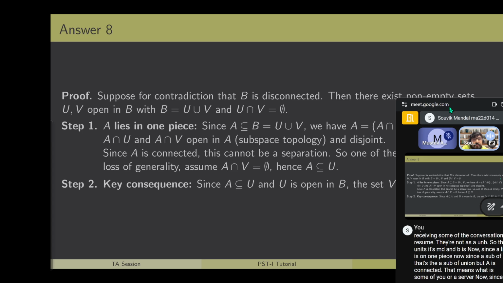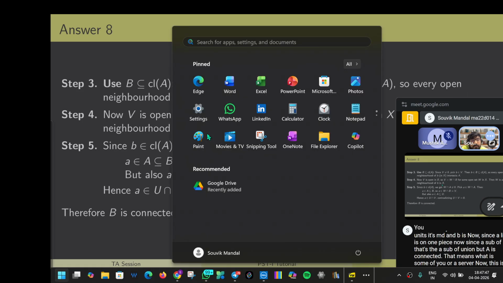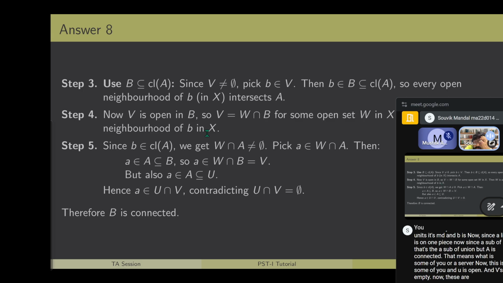Now since A is a subset of U and U is open and V is nonempty, now B is a subset of the closure of A. Now since V is nonempty, pick b belongs to V. Then b belongs to B, a subset of the closure of A. So every open neighborhood of b intersects A. So V is open in B.